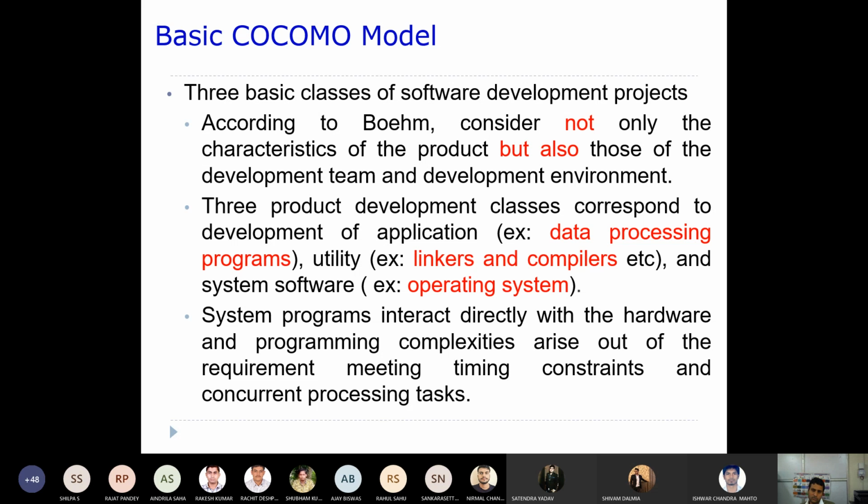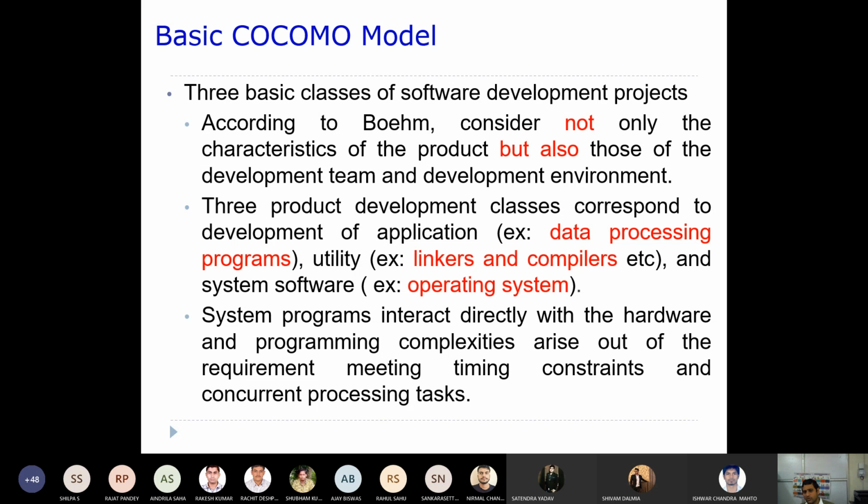The best example for application software is data processing programs, where it takes some input data, processes it, and gives you output. Whatever programs you are writing today, almost all of them are like this. And there are some software like utility software. Utility software are the ones like linkers and compilers. If you have written a program, these utility programs are used in order to help the system perform in a better way, you can think of it that way.